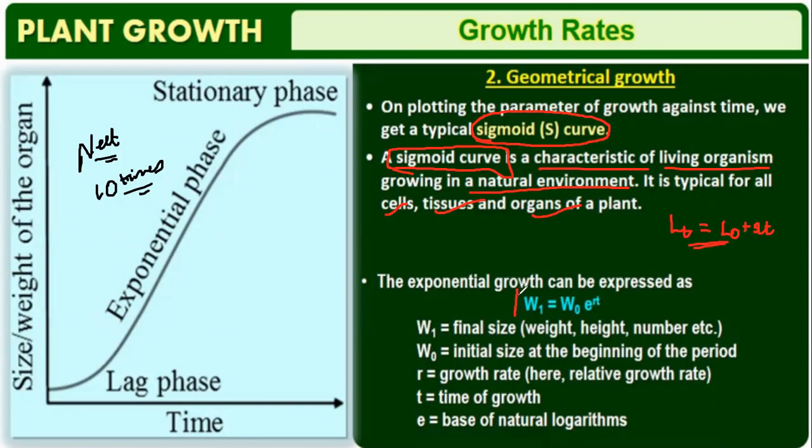And for geometrical growth rate, you can have W1 is equal to W0 e raised to rt, where W1 is the final size, that is in terms of weight, height, or number. W0 is the initial size at the beginning of the period. r is the growth rate, here it is the relative growth rate. t is the time of growth, and e is the base of natural logarithm.